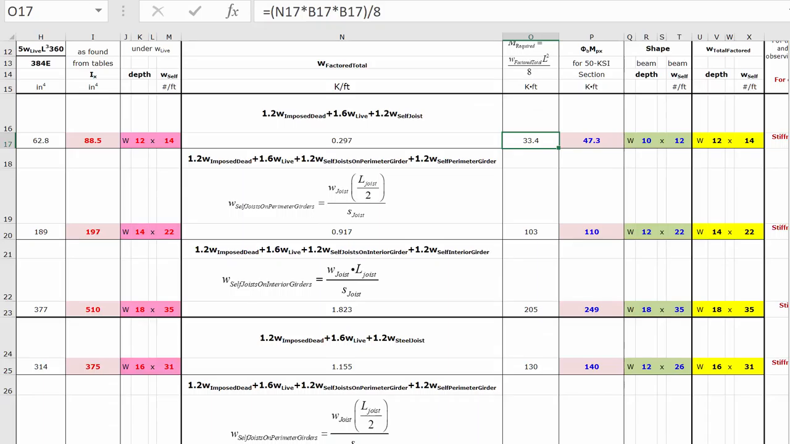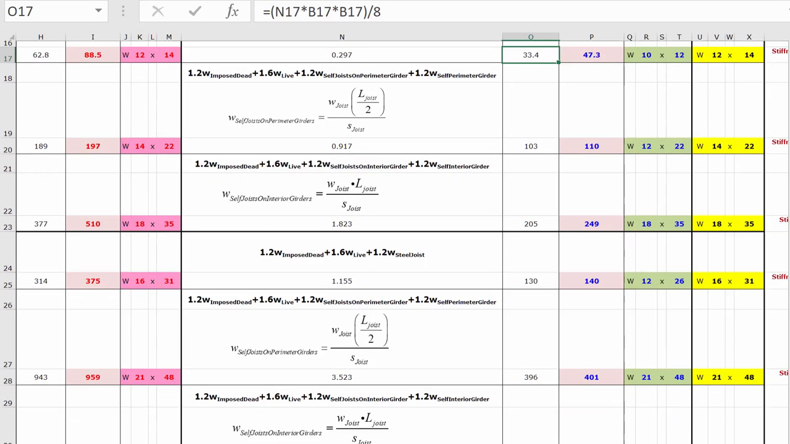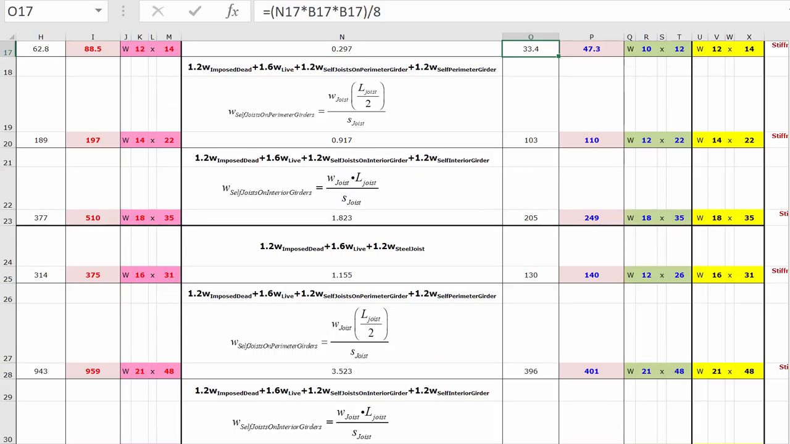Now I'm going to scroll down here real quickly and just point out some things. All the calculations for floor joists are carried out in exactly the same way. So all these load calculations become the same here. So we have the same load calculation for joists as we had up above for roof joists, the same calculations for a perimeter girder in the floor as we had for the perimeter girder in the roof, and likewise the same calculation for loads for an interior girder in the floor as we had for an interior girder in the roof.